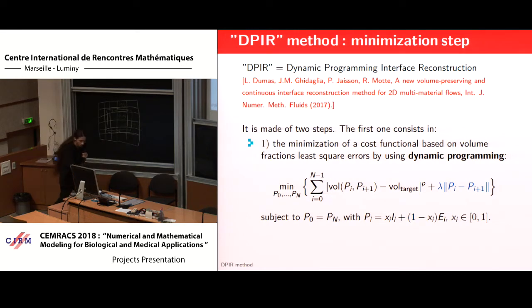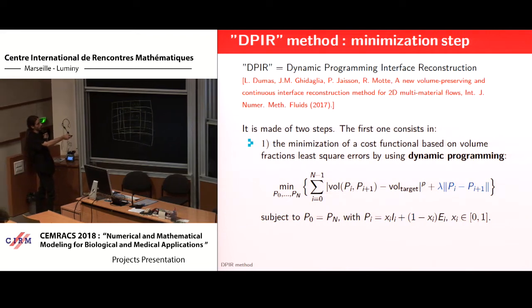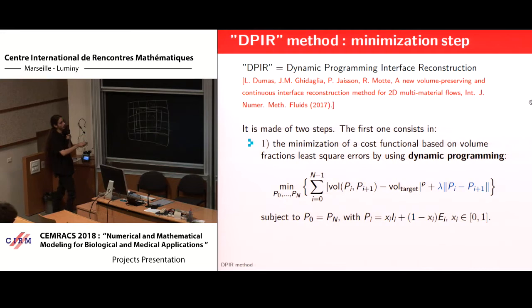Okay. So in this functional, you have a first term that corresponds to the difference between the volume induced by the chosen points and the targeted volume. For example, here, if we have Pi and Pi plus 1, the volume between Pi and Pi plus 1 on the internal curve is actually this volume. And it is compared to the partial volume that you already know with volume fractions. And there is an additional term that corresponds to a penalization on the perimeter.